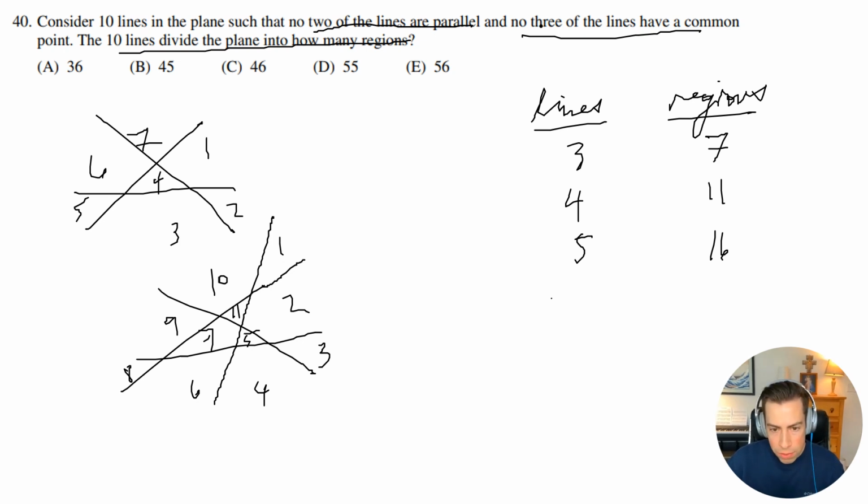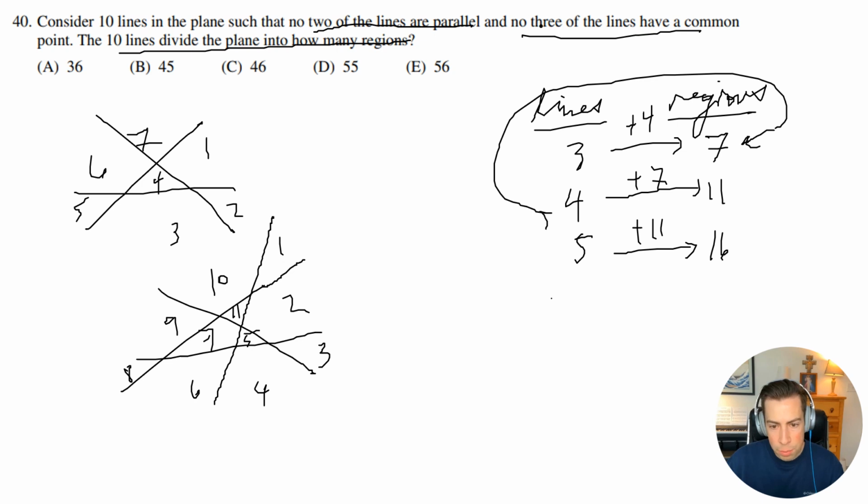So if I go 3 to 7, well, that's going to be plus 4, right? If I go 4 to 11, that's going to be plus 7. If I go 5 to 16, that's going to be plus 11. So it looks like the pattern is this number right here, I add it to the next number, and then I get this number, and then I add it to the next number, and so on and so forth. So what I can do then is just go ahead and continue the pattern.